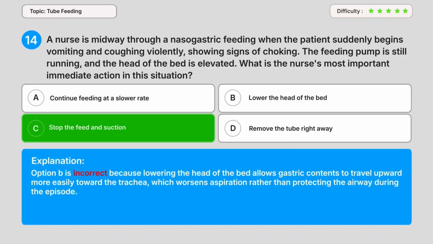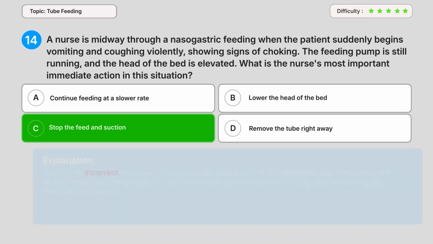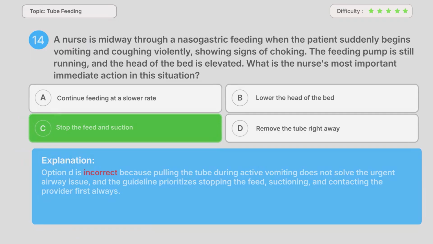Option B is incorrect because lowering the head of the bed allows gastric contents to travel upward more easily toward the trachea, which worsens aspiration rather than protecting the airway during the episode. Option D is incorrect because pulling the tube during active vomiting does not solve the urgent airway issue, and the guideline prioritizes stopping the feed, suctioning, and contacting the provider first always.